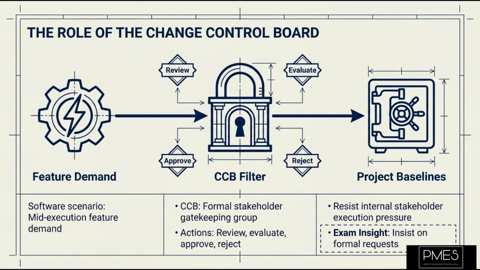Your first step is to ensure any proposed change is documented as a formal change request. This request is then submitted to the Change Control Board, often abbreviated as CCB. The Change Control Board is a formally constituted group of stakeholders responsible for reviewing, evaluating, approving, delaying, or rejecting changes to the project. They are the gatekeepers.